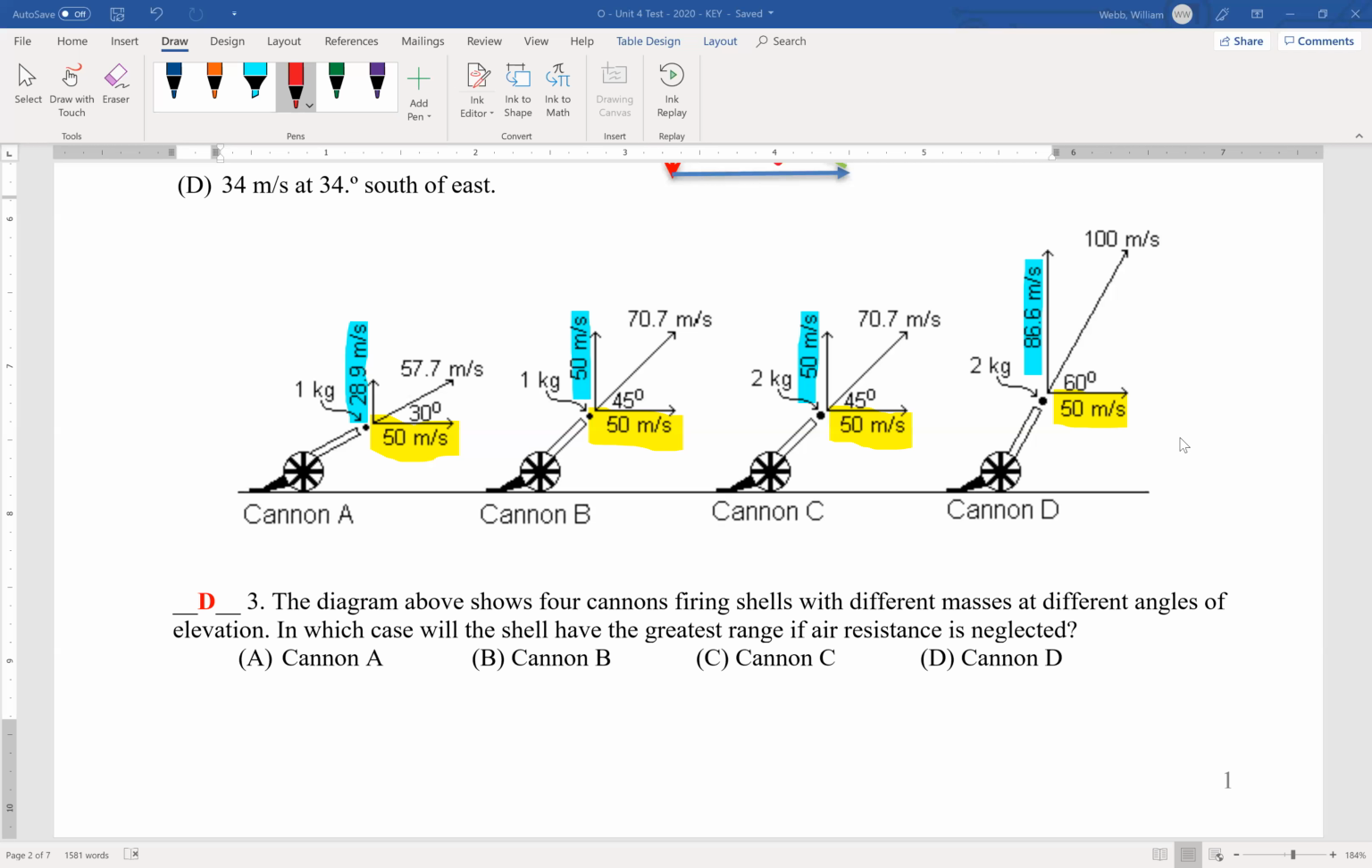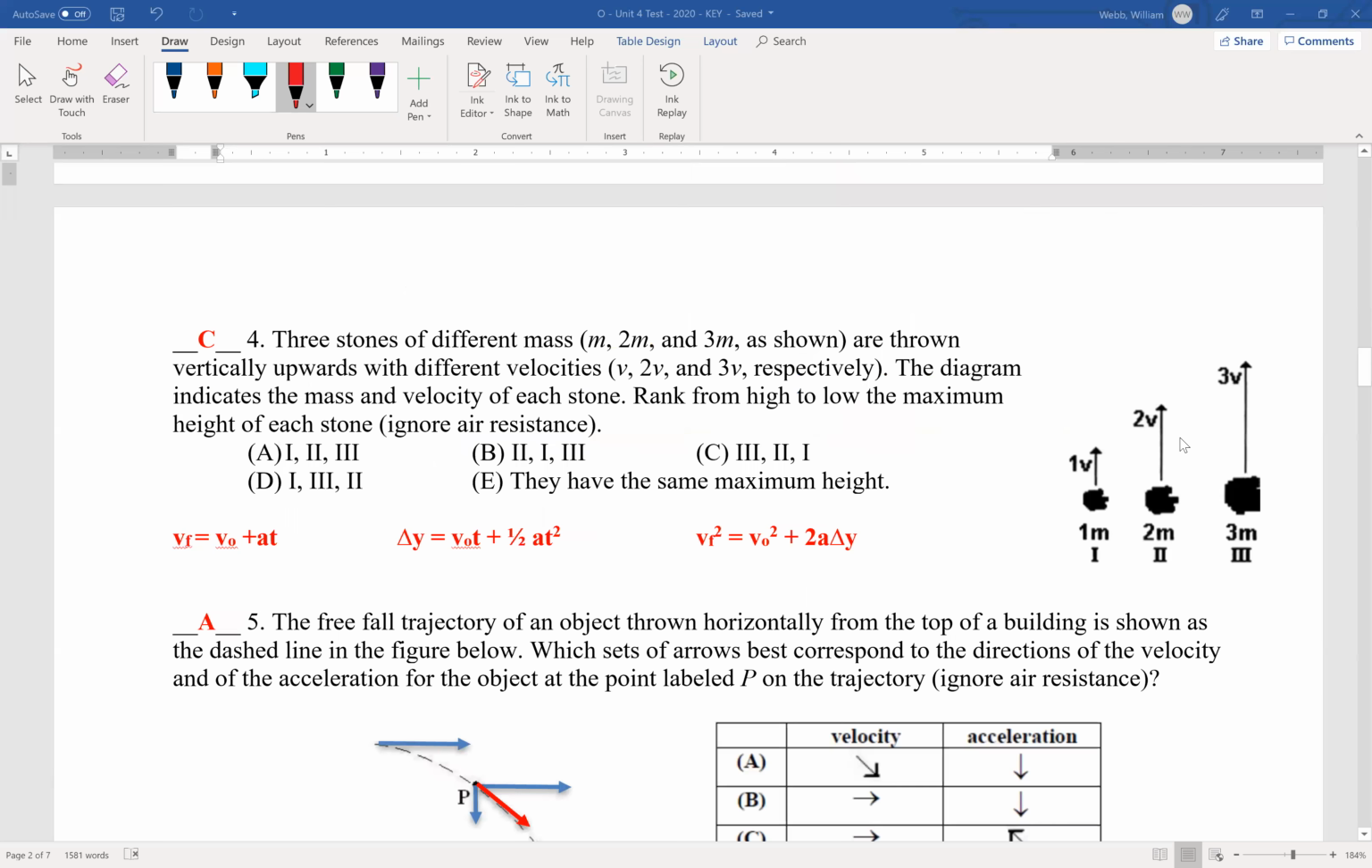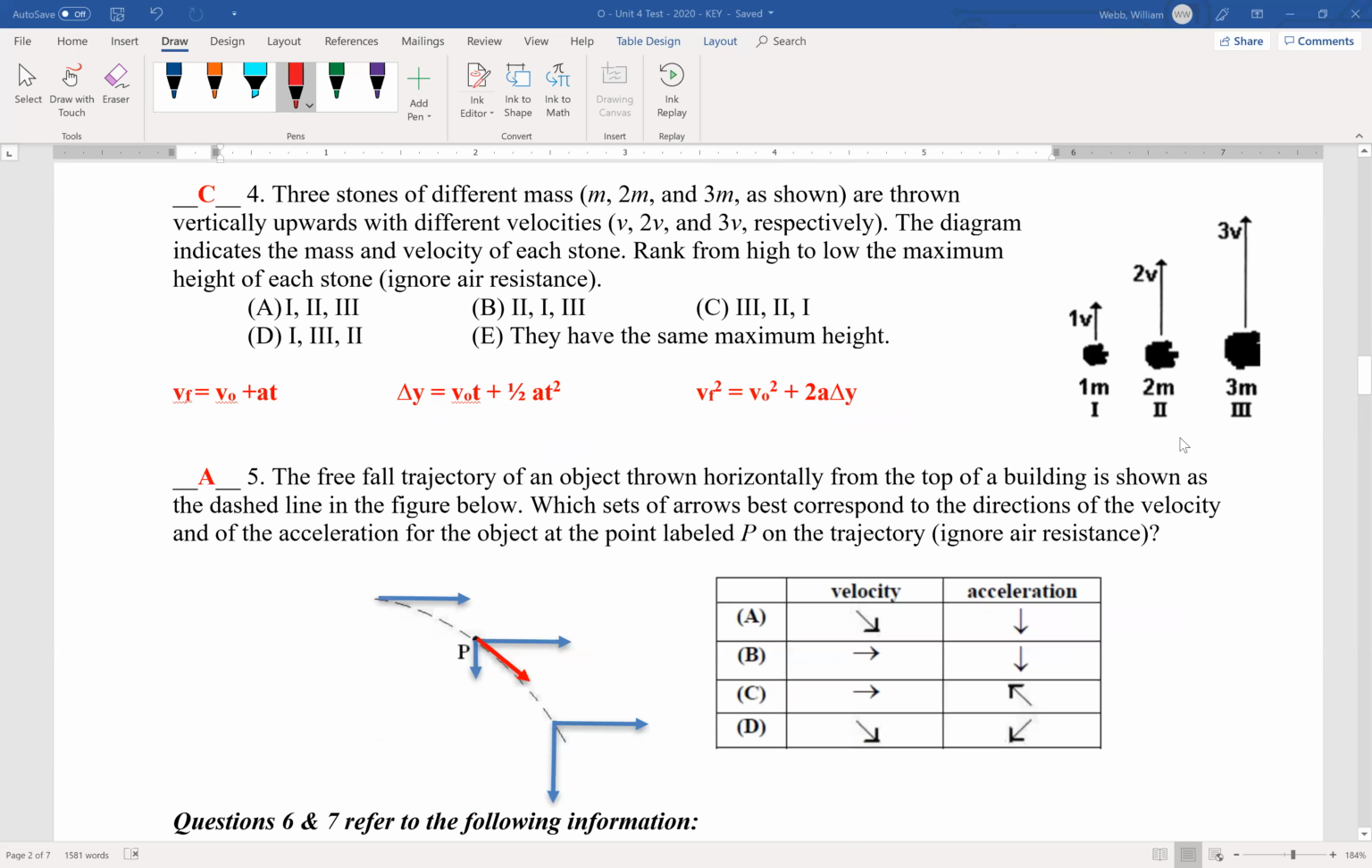Anything you want to ask about number 3? All right, number 4. 3 stones of different mass, m, 2m, 3m, are shown and thrown vertically upwards with different velocities, v, 2v, and 3v respectively. The diagram indicates the mass and velocity of each stone. Rank from high to low the maximum height of each stone.